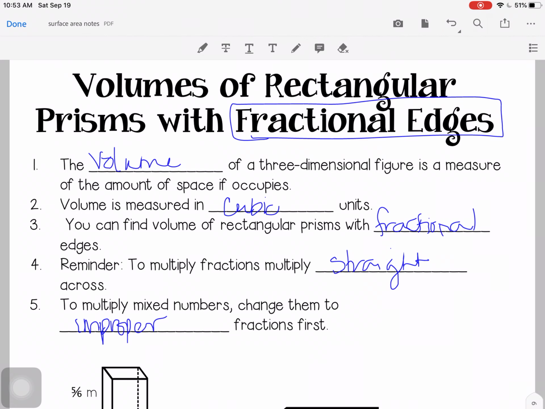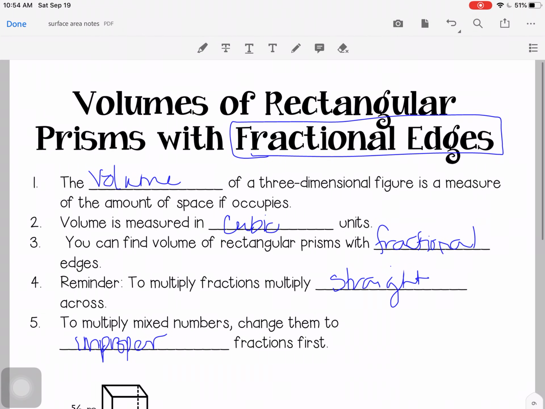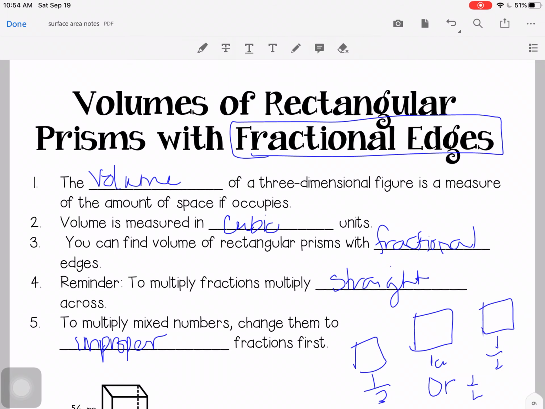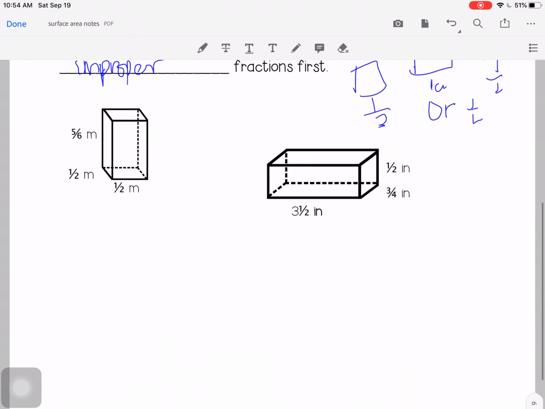The difference between volume of rectangular prisms with 1 unit edge lengths and the volume of prisms with fractional edge lengths is that the cubes that make up the prisms with fractional edge lengths don't measure 1 unit. They measure a fraction of a unit. So maybe 1/2 or 1/3 or 1/5, whatever. So that means the cubes that make up the prism measure in fractional edges.